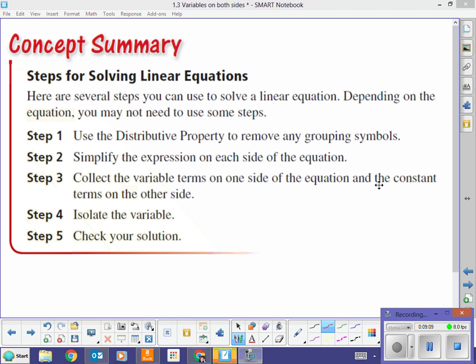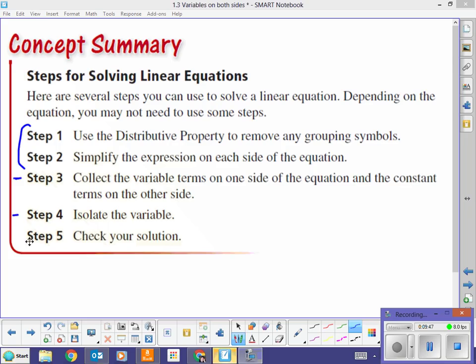Okay, so get these into your notes. This is kind of a summary of all the things we've done in the first 3 lessons for solving equations. Basically, we simplify each side of the equation. Now, they've kind of broken this down into using the distributive property and then simplifying, but together in my mind. And then collecting the variable terms on one side of the equation and the constants on the other side. This is when we have variables on 2 sides of the equations. You got to get them all together on one side. The constant terms are just plain numbers on the other side.